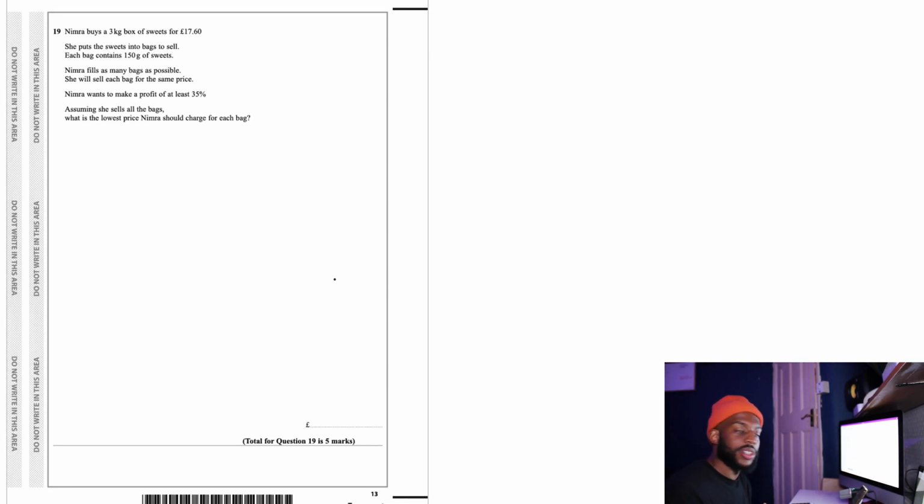Okay, another problem solving question. Nimra buys a 3 kg box of sweets for £17.60. She puts the sweets into bags to sell. Each bag contains 150 grams of sweets. So let's find out how many bags she's actually selling by doing 3,000 divided by that 150 grams. That gives us 20. So there's 20 bags of sweets for sale. She fills as many bags as possible. They all sold for the same price, and she wants to make a profit of at least 35%.